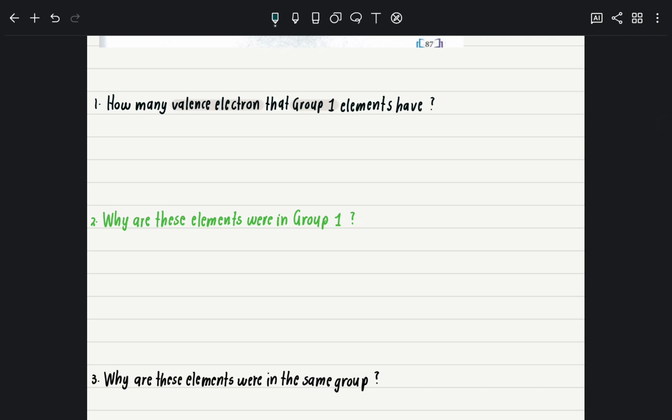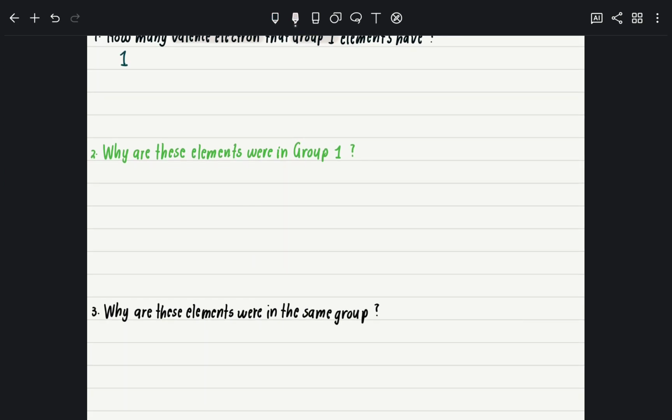Some students want to show off and spell out the word one. It's not wrong, but it's better since they ask how many, just write 1. One is enough, to be safe. Okay, next question.